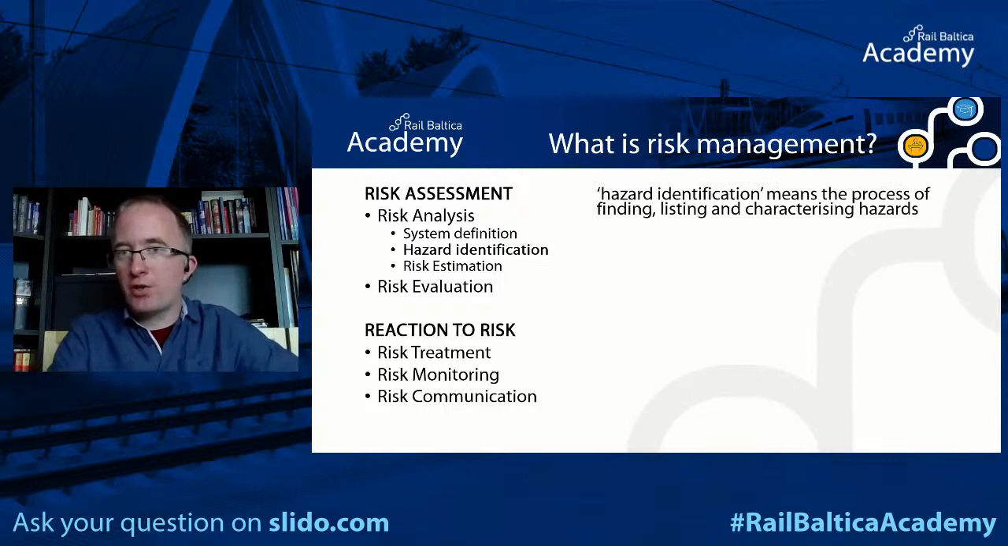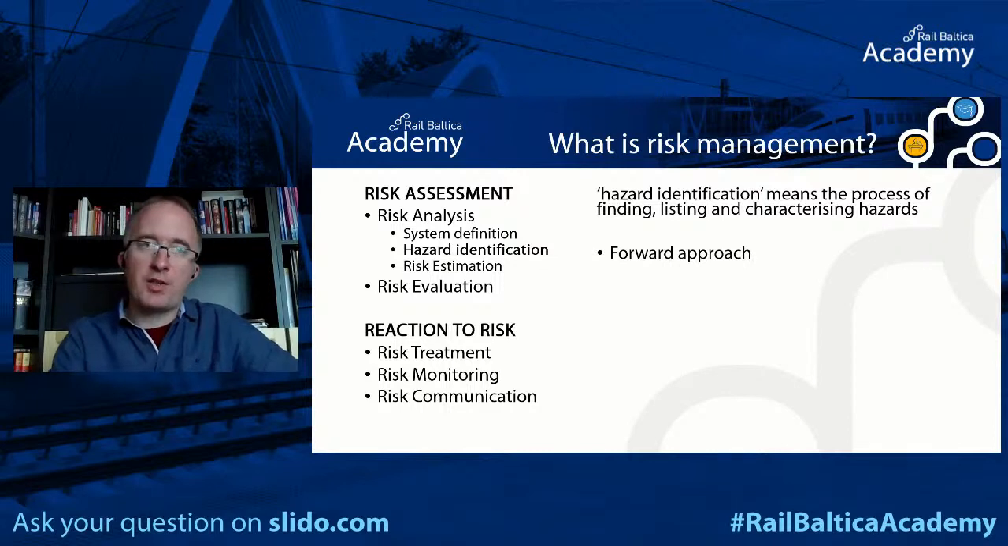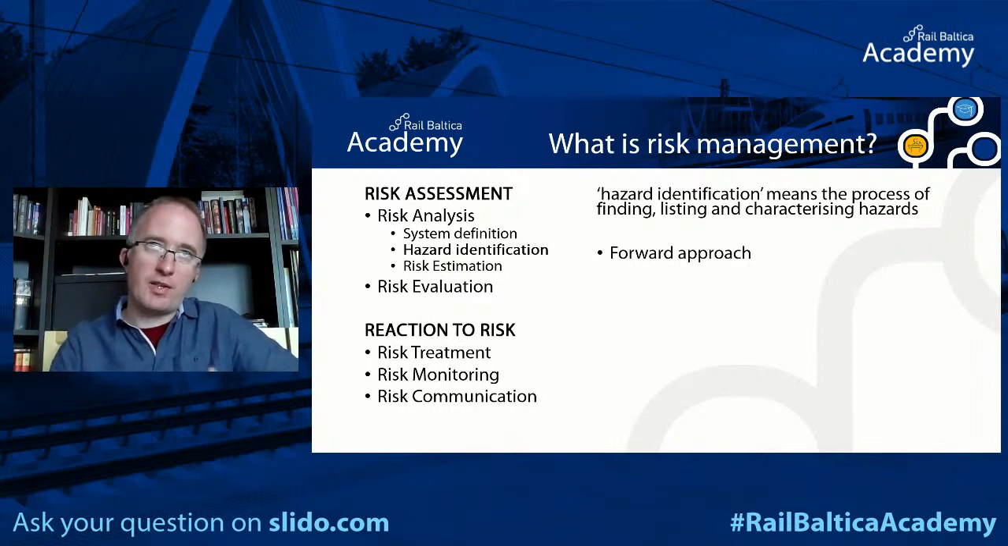Formally, hazard identification means the process of finding, listing, and characterizing hazards. And there are two main approaches that can be used for it. The first is called the forward approach. This is the situation when we stay inside our domain and we look at different parts of it, different elements, and we try to anticipate which problems can be caused by these elements.